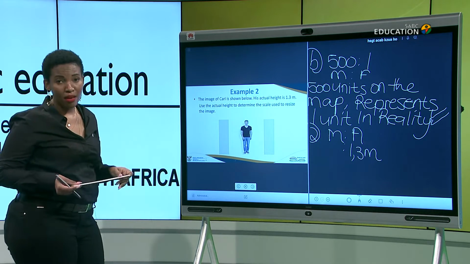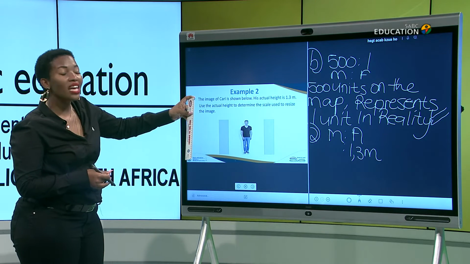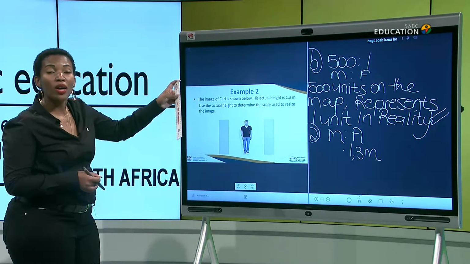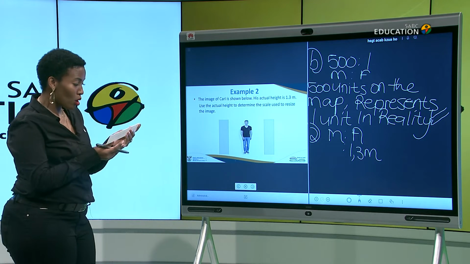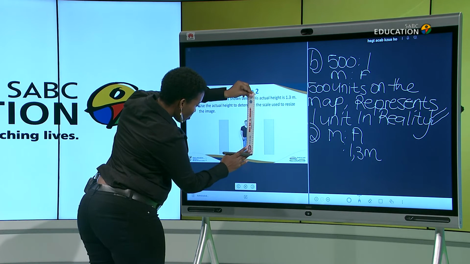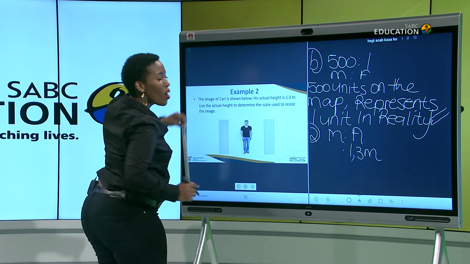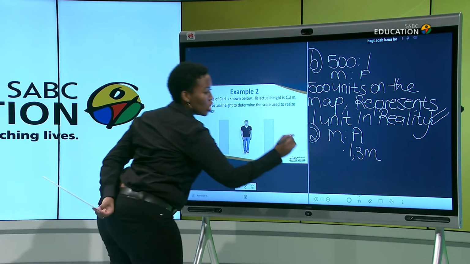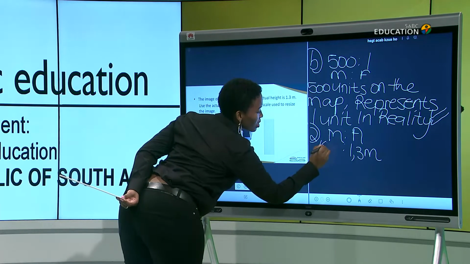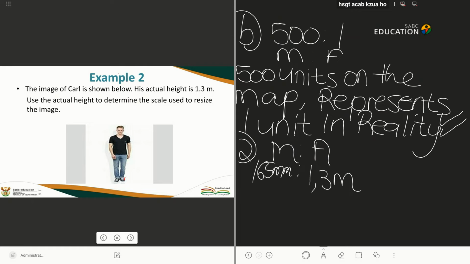So your first step, you are going to take the ruler and determine what is his height on the paper or what is his height on the map. So I'm going to take my ruler and use my millimeter side to measure his length. And then I got between 160 and 170, 165 millimeters. So the measured distance is 165 millimeters.